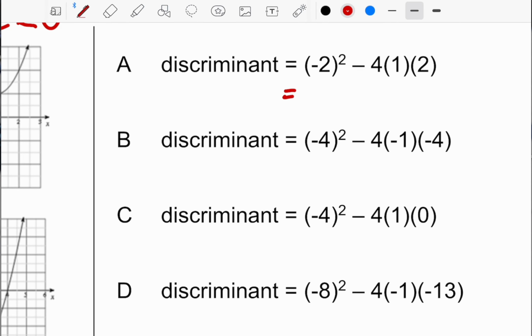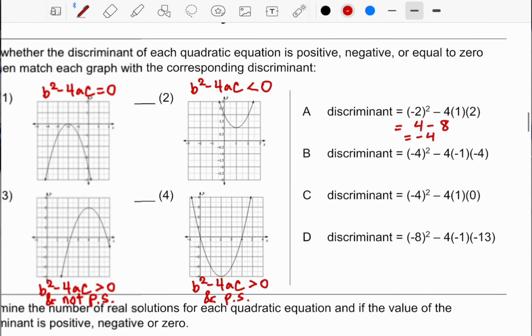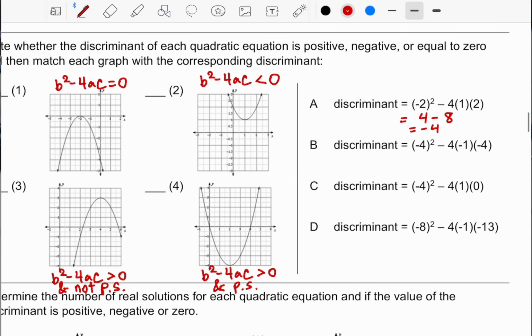Negative 2 squared is a positive 4. Minus 4 times 1 times 2. 4 times 1 times 2 is 8. 4 minus 8 is negative 4. So that's a negative number. Spoiler. So the case of a negative number is question 2, I guess, is how I'm phrasing it.